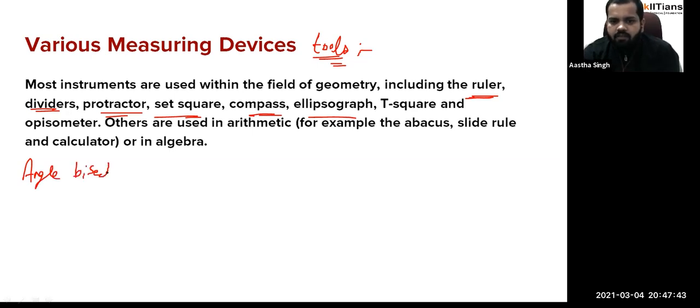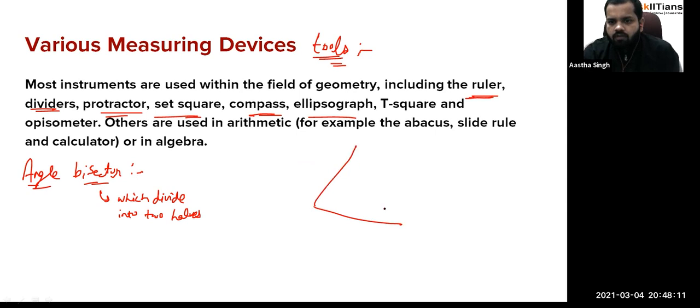So we were discussing angle bisector. You know the bisector means bisector is something which will divide anything into two halves. Okay, angle, let's suppose this is an angle, BAC is an angle, right? This is an angle of, suppose, 60 degrees.